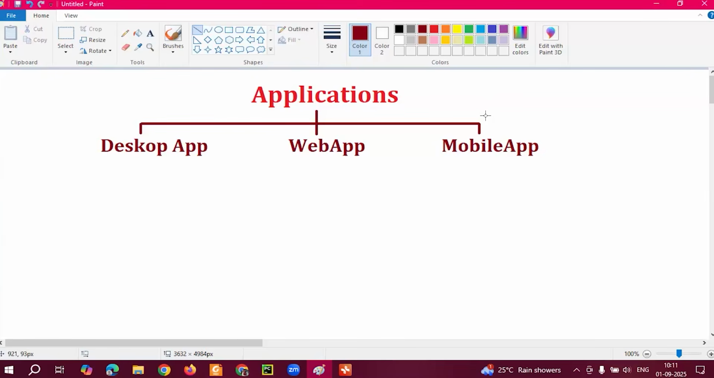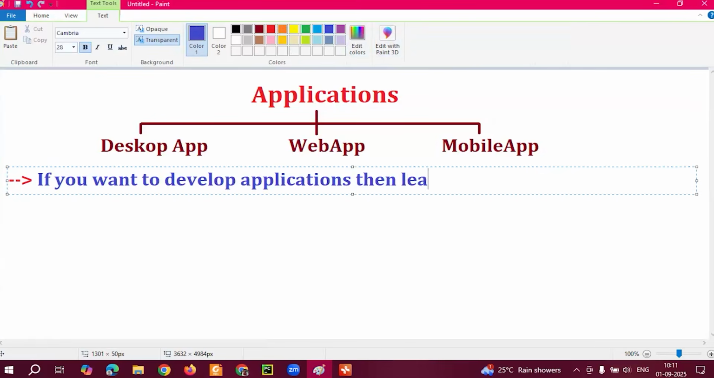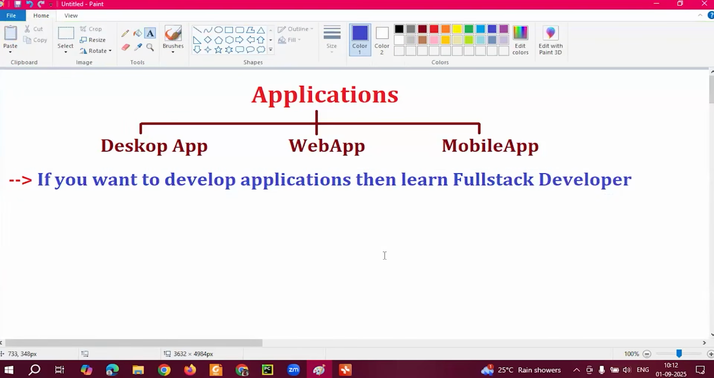Whatever it might be, guys, our main target is to develop applications. That's what we need to focus on. If you want to develop applications, there is a role called full stack developer. If your target is to develop applications, then learn full stack Python developer, or go for full stack development.